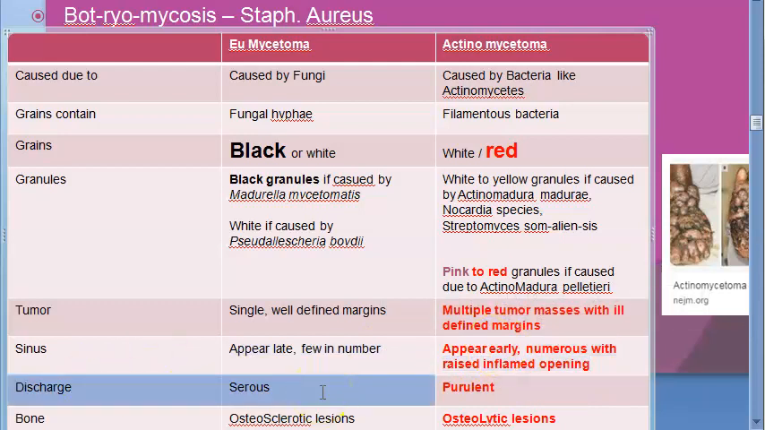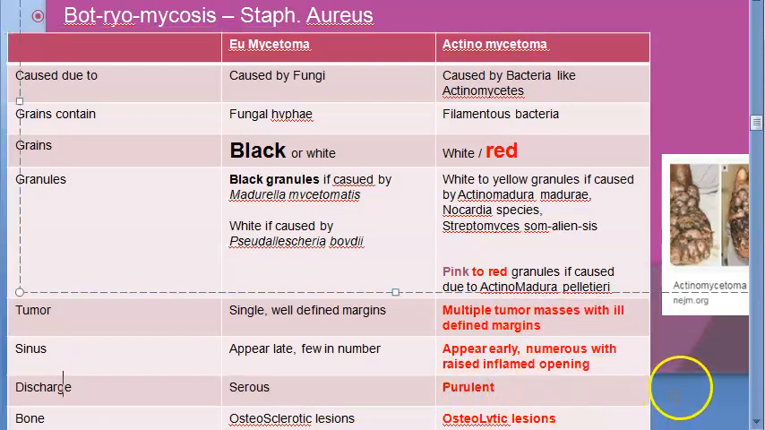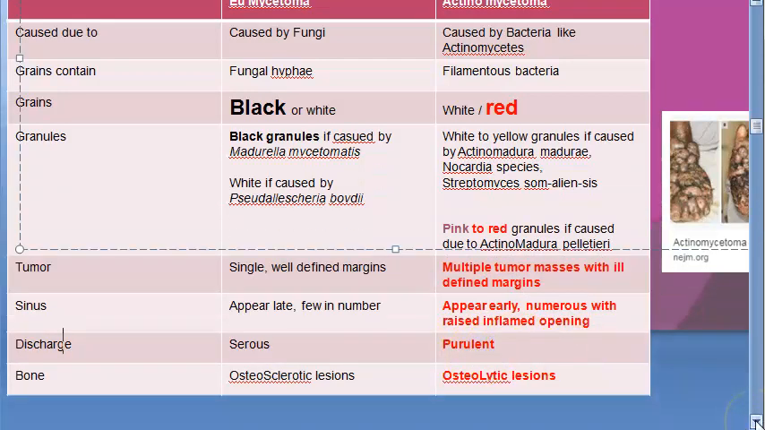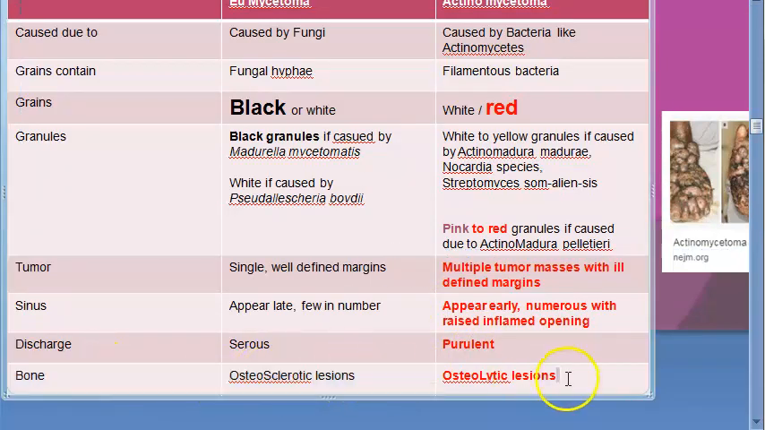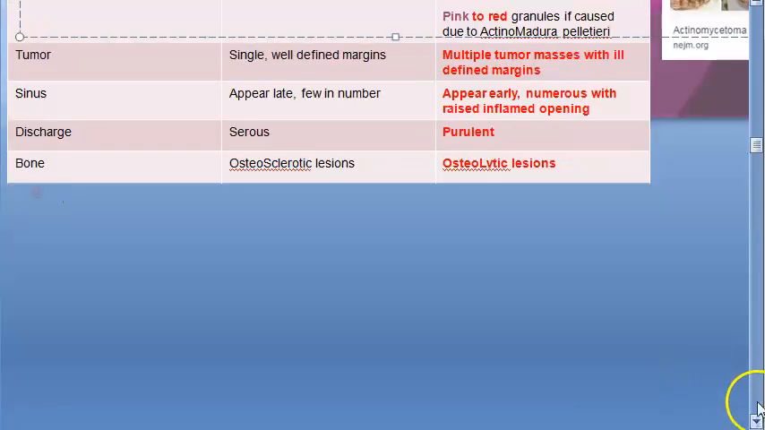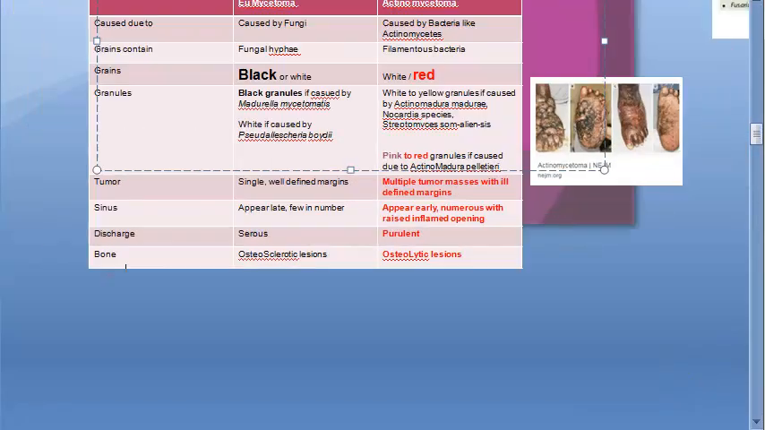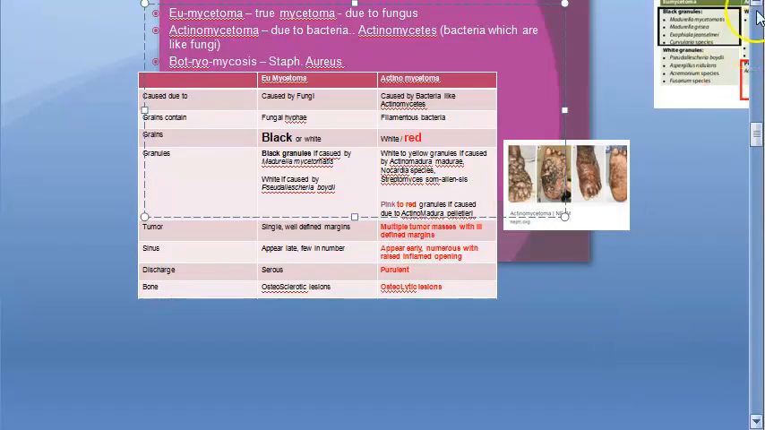Discharge here is a serous discharge in Eumycetoma, but in Actinomycetoma it's a purulent discharge, that is pus. Pus discharge will be there. Then coming to the bone, here there are osteosclerotic lesions. And in Actinomycetoma, there are osteolytic lesions. Okay. So that completes the differences between Eumycetoma and Actinomycetoma.